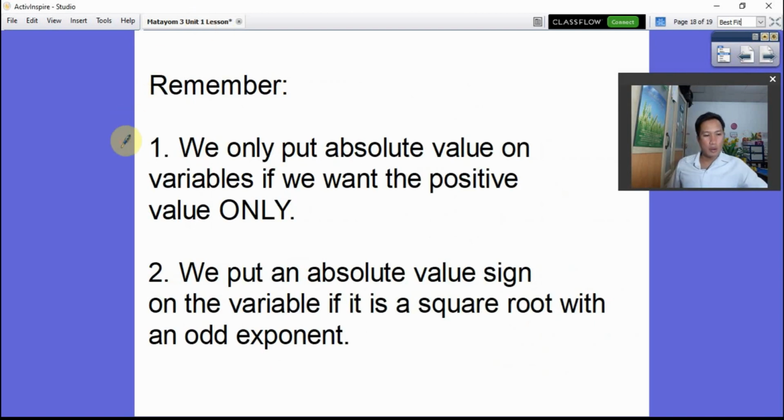Always remember, number 1, we only put absolute value on variables if we want the positive value only. Number 2, we put an absolute value sign on the variable if it is a square root with an odd exponent, like previously, when we had an odd exponent as our result. So we have to put an absolute value sign.